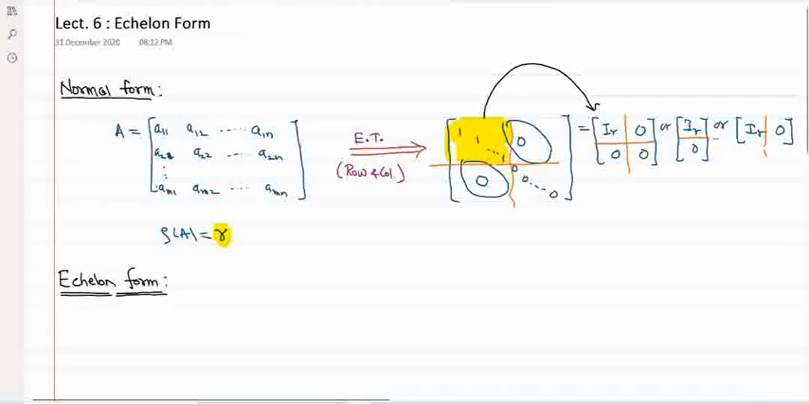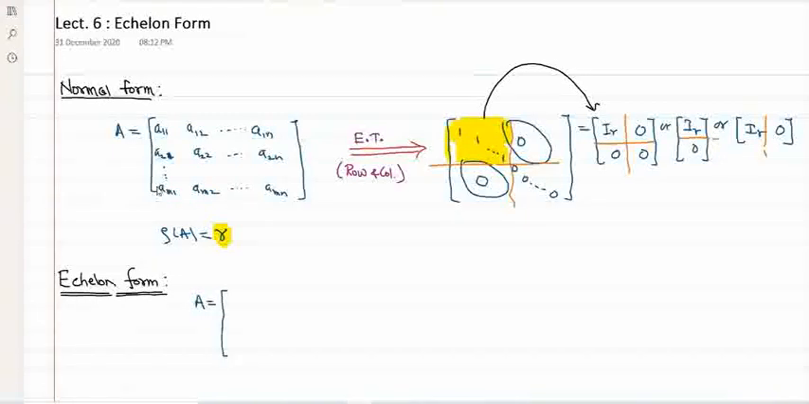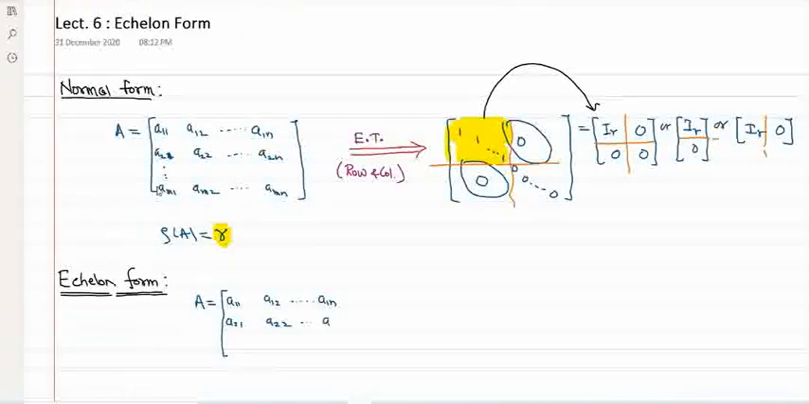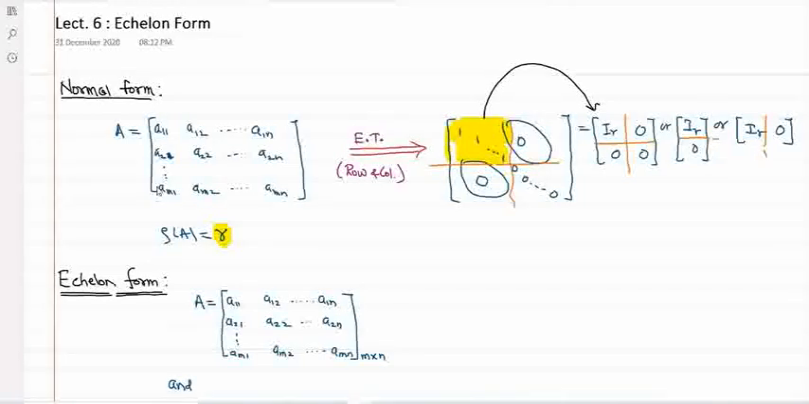Suppose, once again, I will start with A is a matrix of order m by n: A11, A12, up to A1n, A21, A22, up to A2n, and so on, up to Am1, Am2, and Amn. This is a matrix of order m by n. Am I clearly audible now? Yes, sir. And suppose the rank of the matrix is again R.